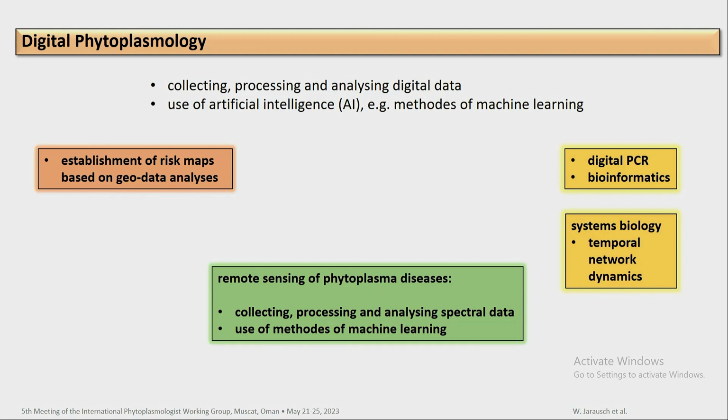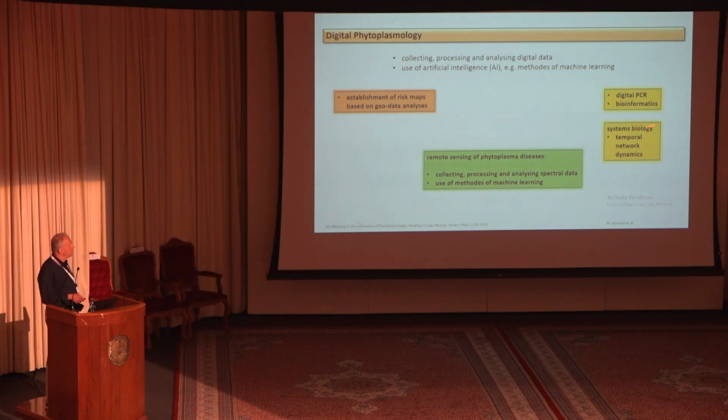I am more and more involved in collecting, processing, and analyzing a lot of digital data. We use artificial intelligence, the so-called machine learning methods. We should not only apply GPT, but also for phytoplasmology we should apply these artificial intelligence methods. Maybe it's a new subject we have to deal with. You may know digital PCR, and you certainly know bioinformatics, but this is not what I will talk about. You heard on Monday about systems biology, the temporal network dynamics for Marina Damastia, and this could already be digital phytoplasmology, to have data analyzed and new insights.